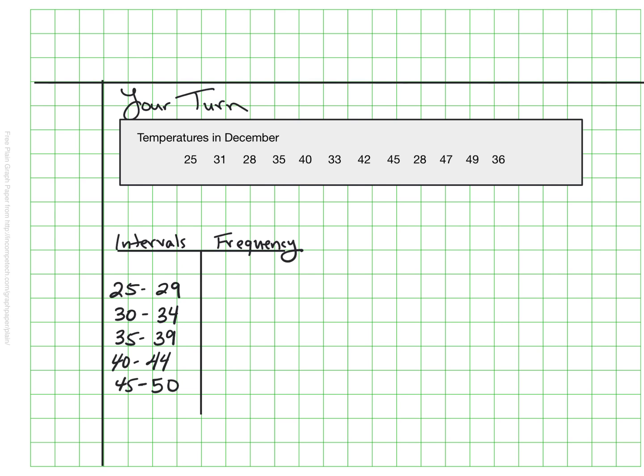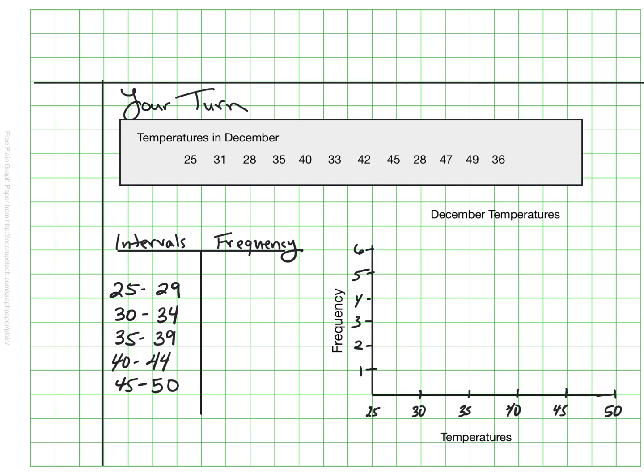So you can go ahead and use those intervals and complete the frequency with which you see numbers that fit into those intervals. And then once you have your frequency table, I went ahead and helped you set up your histogram outline as well. You're going to use that to fill in the bars that represent the frequencies of temperatures.